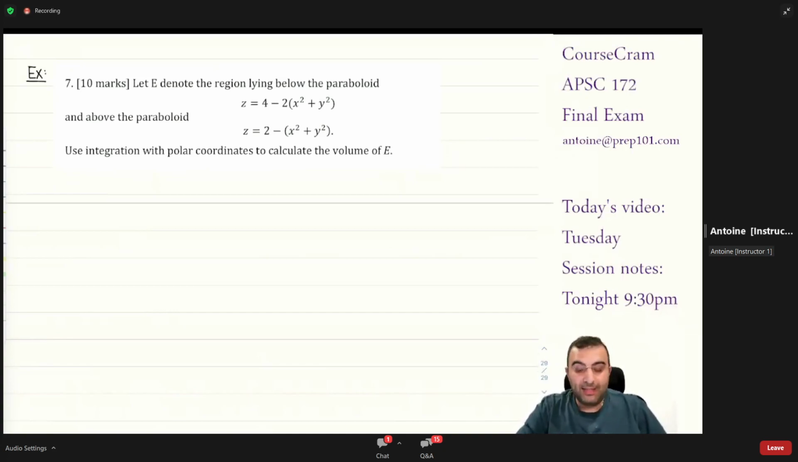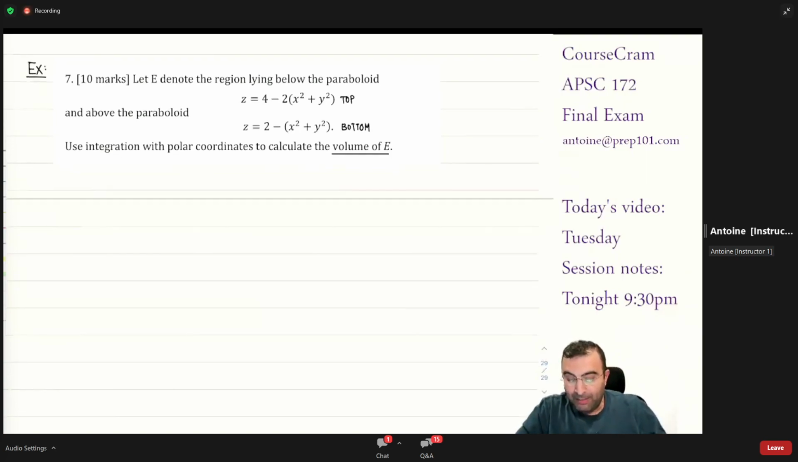Let E denote the region lying below the paraboloid this. So below this, so this is the top. This is the bottom. So you automatically have a range for z. They're gifting you the range for z. And you want to find the volume of E. They're telling you to use polar coordinates, but you'll see it'll be very clear that you should.